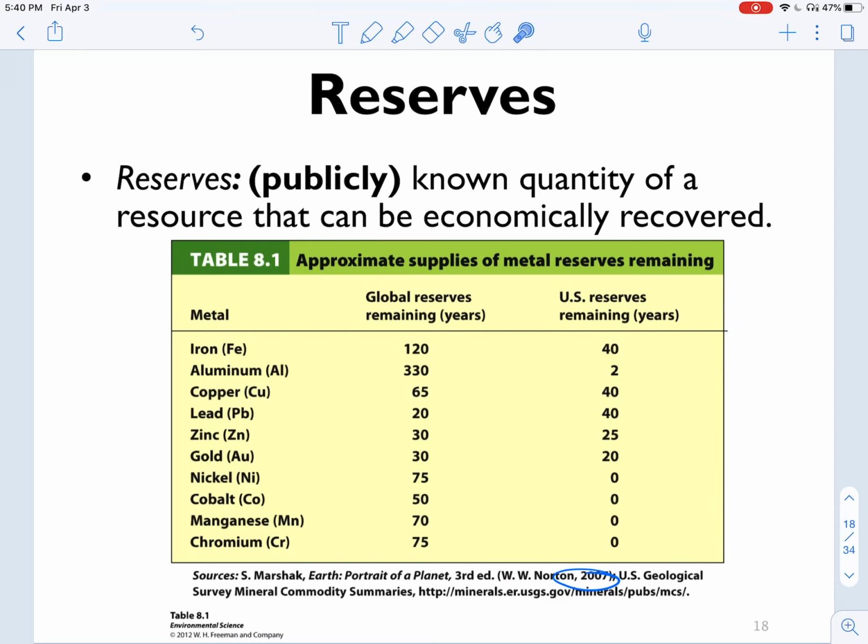the sum of these really important metals. And we notice even iron, the US has 40 years of iron for whatever we would use it for. The globe has 120 left. Aluminum, there's quite a bit left. The US has very little left though.